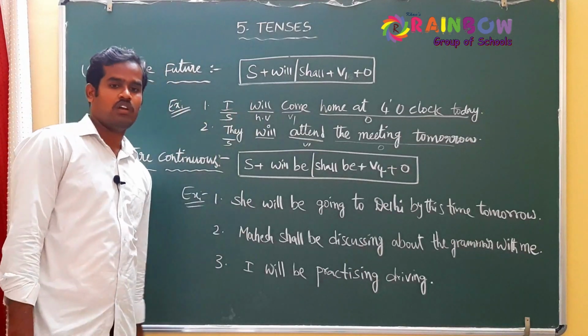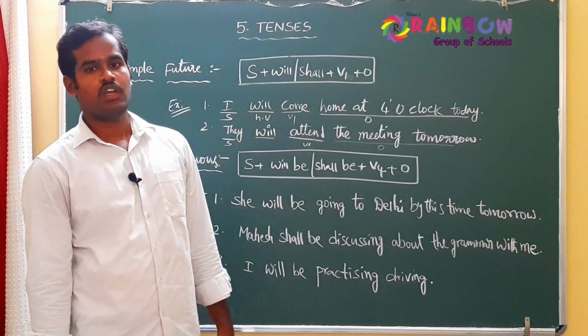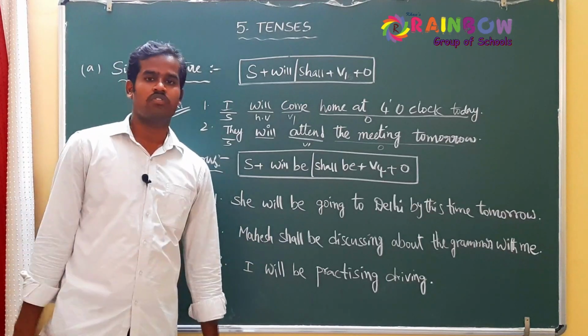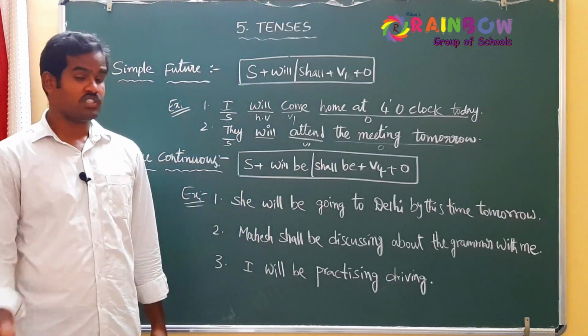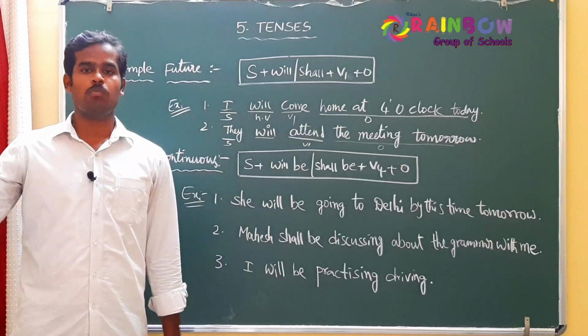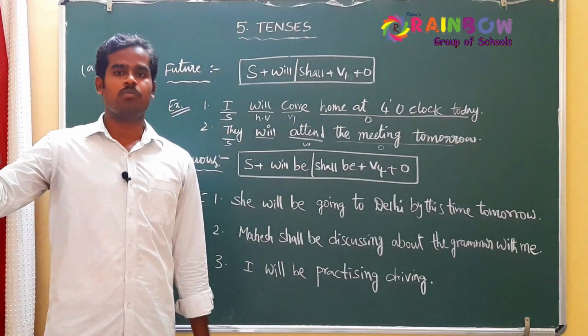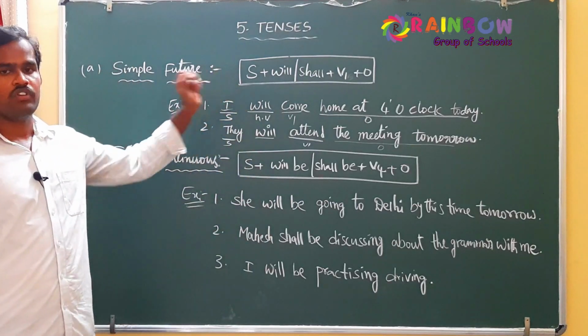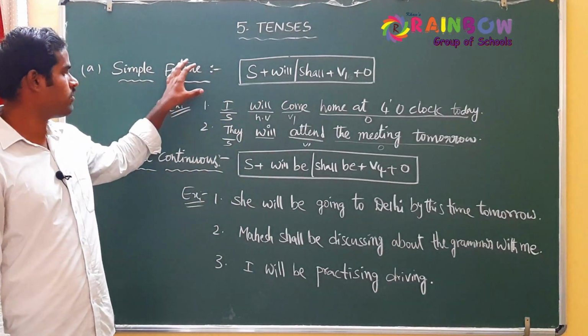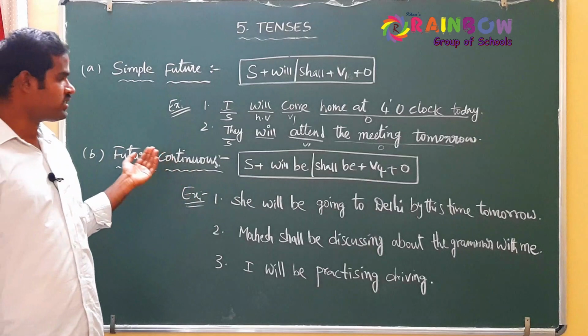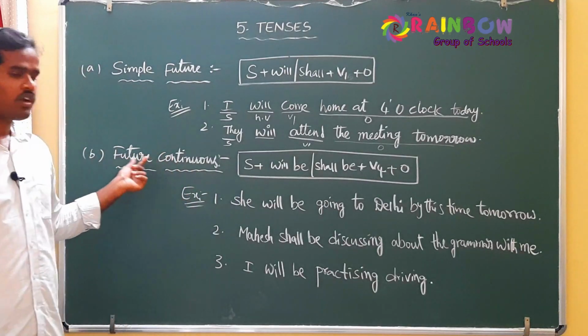Now, when and why should we use simple future? Simple future is used for the actions which are not started yet but will start at some point of time in the future and will be finished at a certain point of time in the future. In that case we use simple future. And coming to the second type, which is future continuous.